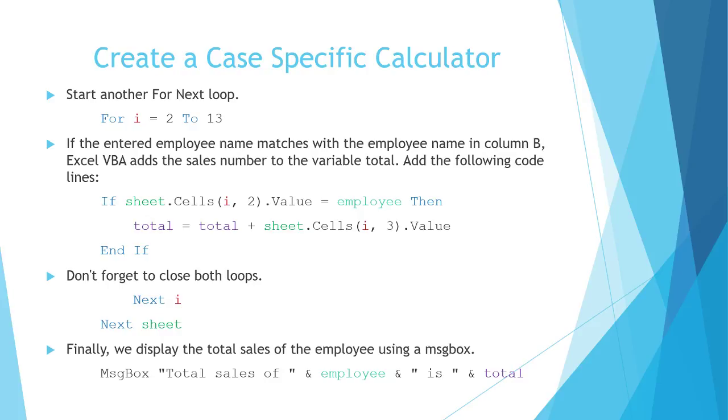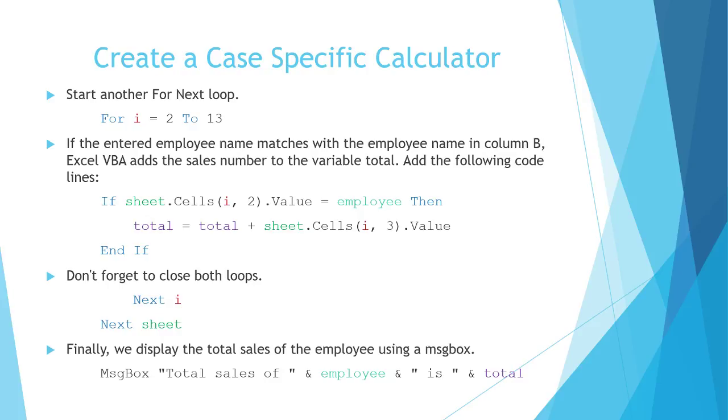So we're going to say for i equals 2 to 13, and that is going to be rows 2 through 13, for example. I think in the actual video itself, it's going to be a little bit longer, maybe 19 rows, 20 rows, but basically this is going to be the steps that you're going to take to give it the range. So if the employee entered name matches with the employee name in column B, Excel is going to add the sales number to the variable total.